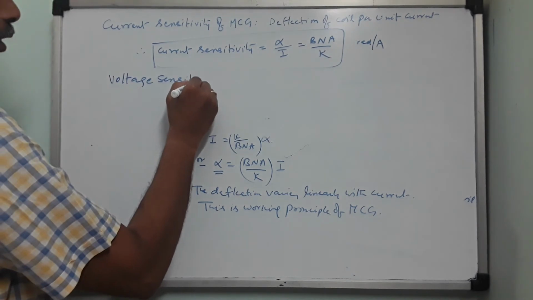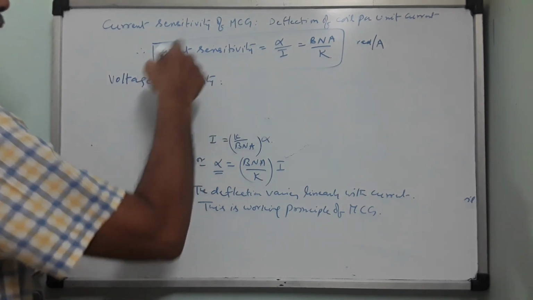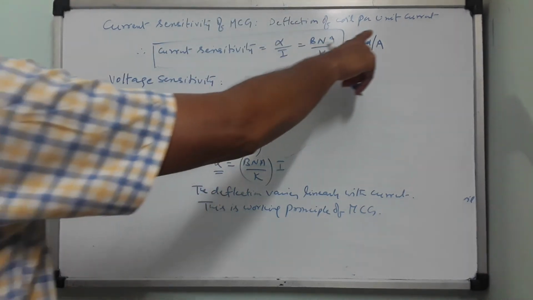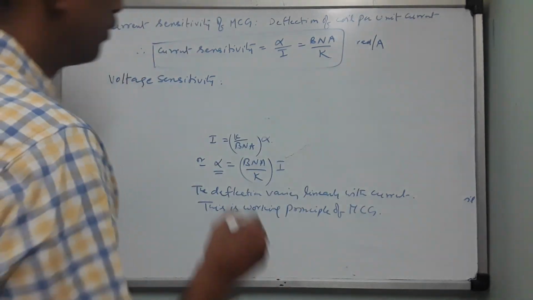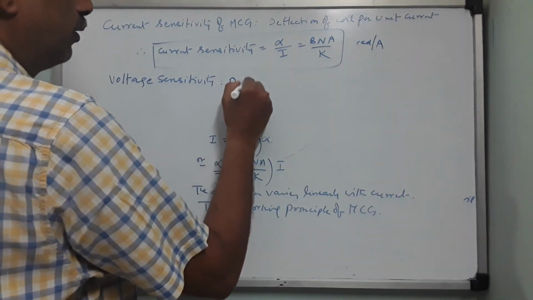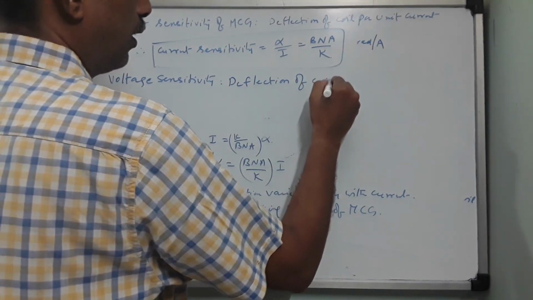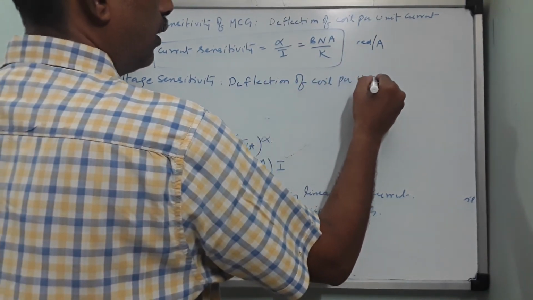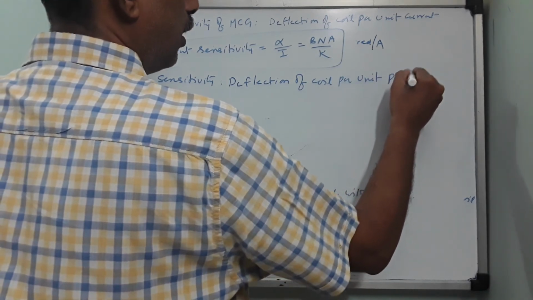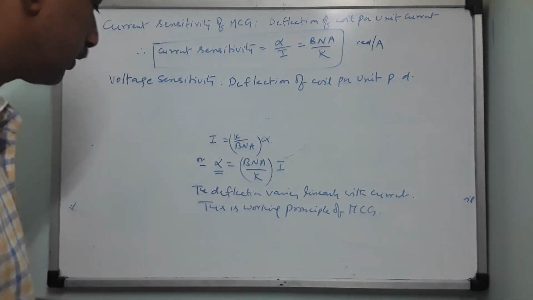Voltage sensitivity. Same thing, deflection of coil per unit potential difference. PD means potential difference. Where is the potential difference?